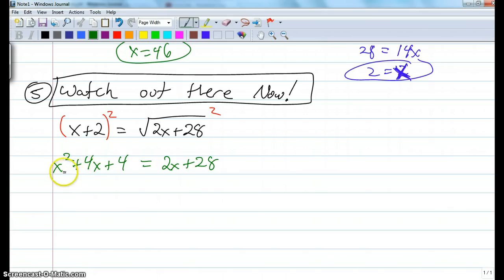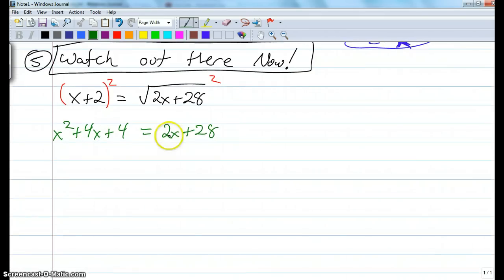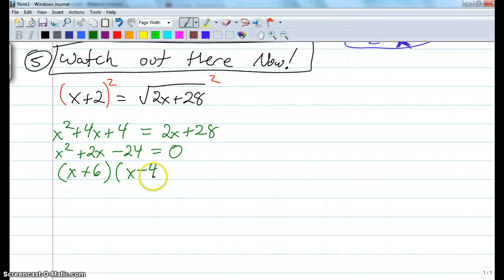All right. So x squared and x. I think we're stuck to factor. So we got to subtract the 2x. X squared plus 2x, move this 28 as well, minus 24 equals 0. So what multiplies to negative 24 and adds up to 2? We got x plus 6 and x minus 4 equals 0.